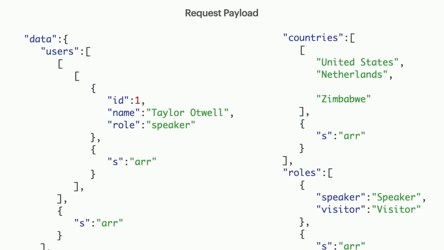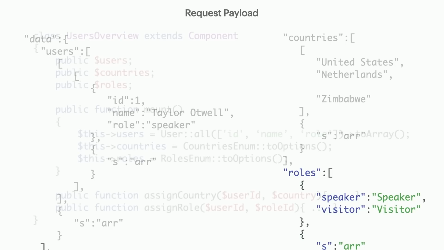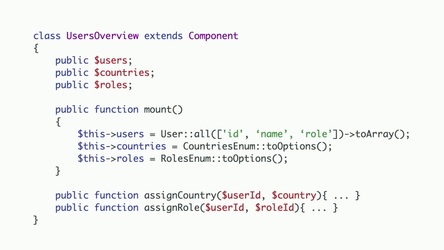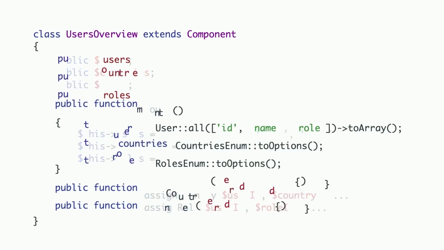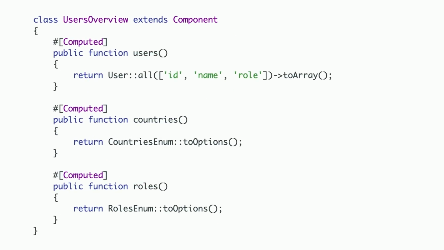If we take a look at the request payload, we can see that we're sending along all these 600 users, we're sending along all countries, and all these different roles. And this does not make sense. So instead, we can get rid of all those public properties, we can get rid of the mount method, and use computed properties, for example. Computed properties can be triggered by adding a computed attribute to your method. So in this case, we have users, countries, roles.